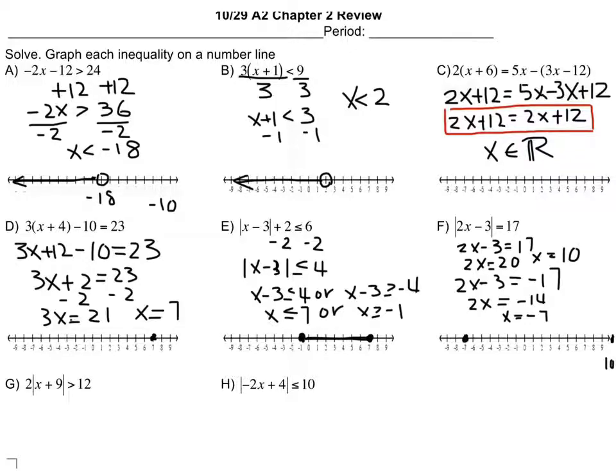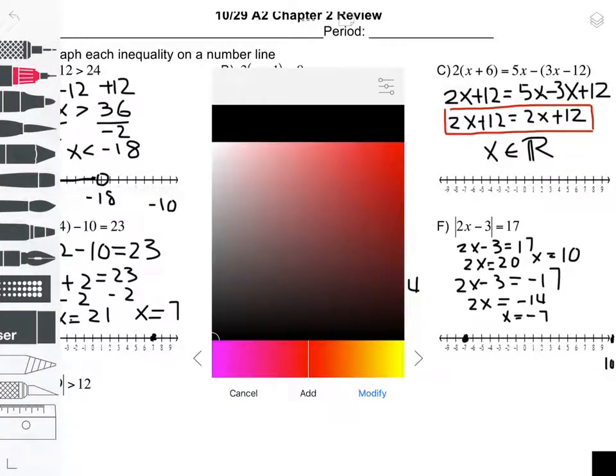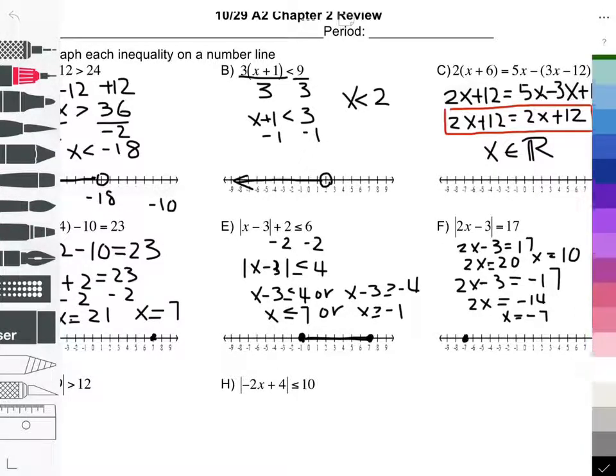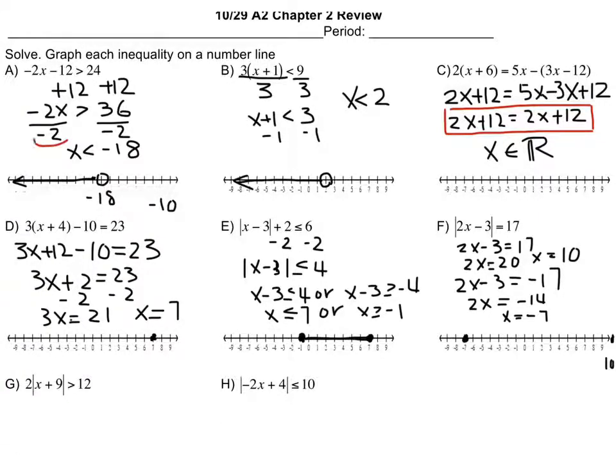Remember I said something about dividing by negative 2. As you divide by a negative number, make sure you change the sign. As you divide by negative 2, your sign has to be flipped from greater than to less than. As you divide both sides, 36 divided by negative 2, we have negative 18.